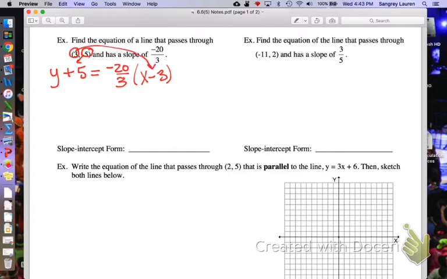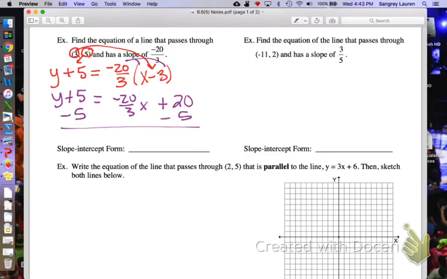And now we are going to distribute. So we have y plus 5 equals negative 20 over 3x plus 20. And when we subtract 5 from both sides, we're going to get y equals negative 20 over 3x plus 15. And that's all we have to do for that one. For the next example, it's the same thing.